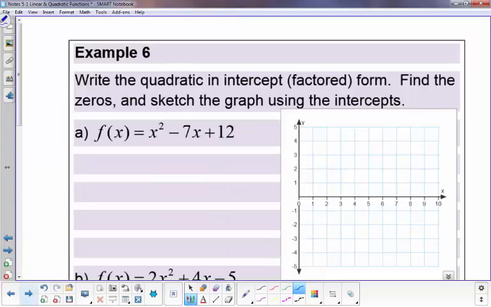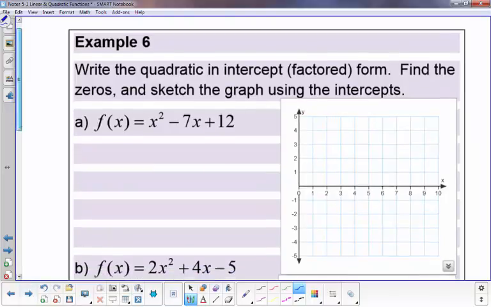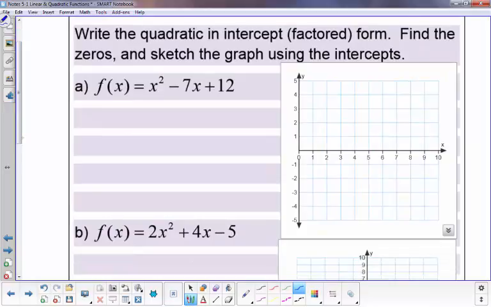Again, feel free to pause this at any time to make sure you're doing this right. All right, so we're going to write the quadratic equation in intercept or factor form, find the zeros, and sketch the graph using the intercepts. Looking at A here, we have x squared minus 7x plus 12.